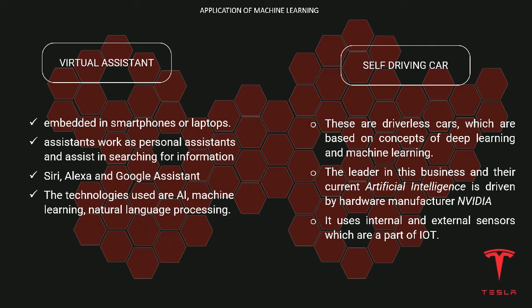Virtual assistants are very popular in today's world, which are smart software embedded in smartphones or laptops. These assistants work as personal assistants and assist in searching for information that is asked over voice. A virtual assistant understands human language or natural language voice commands. For instance, Siri, Alexa, and Google Assistant are just some of the smart assistants used in everyday life to carry out activities like setting reminders, alarms, and many more. The technologies used behind virtual assistants are AI, machine learning, natural language processing, etc.